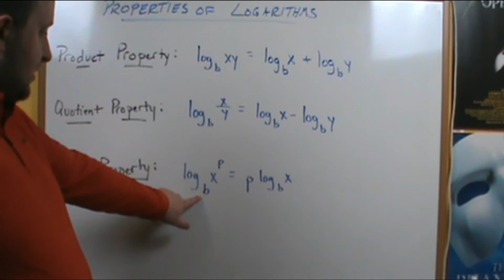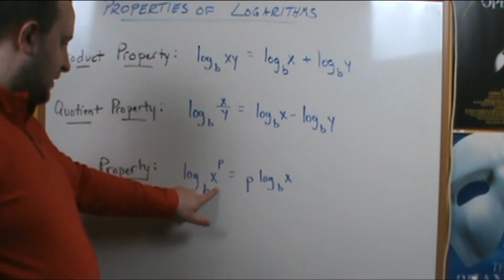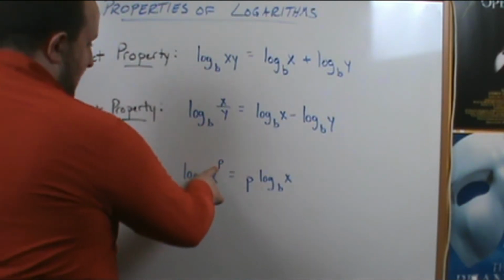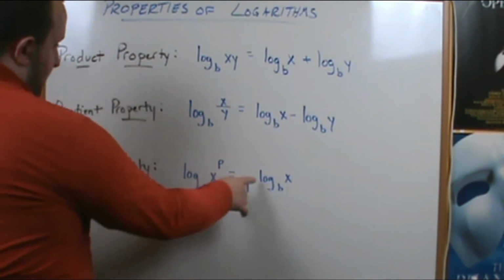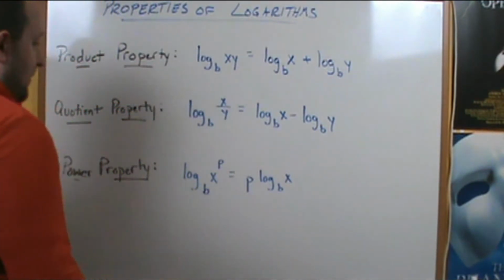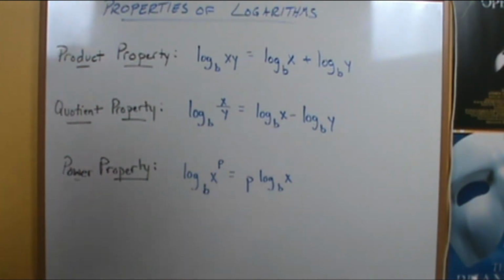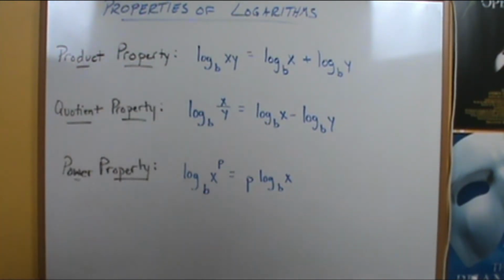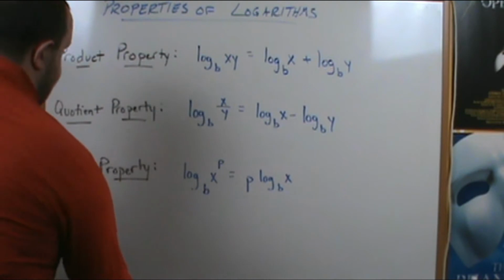And then the power property is a unique one. If we have a logarithm with a base of b of some value x to the pth power, we can bring that value of p, that power, out in front of the logarithm and have p times the log with base b of x. Right, so what we're going to do is use a couple of these properties to express logarithms in a different form, expand them, compress them, and also evaluate them.